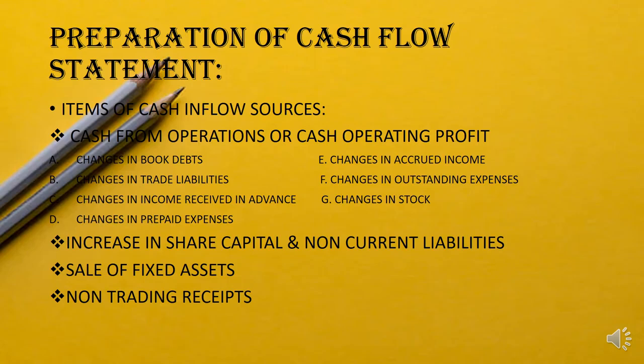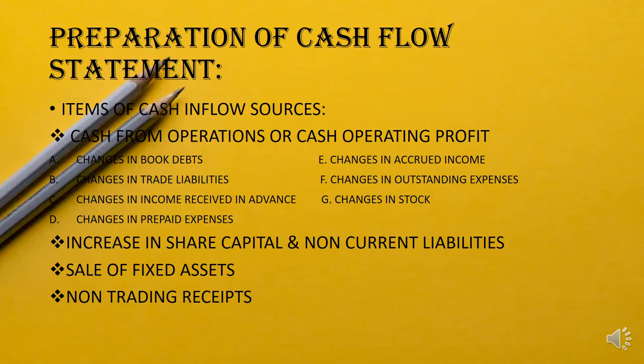For considering inflow and outflow of cash from operations, the following changes in current assets and current liabilities are to be considered. So the first one is changes in book debts. It can be expressed like cash from operations is equal to net operating profit plus decrease in debtors and bills receivable or minus increase in debtors and bills receivable.